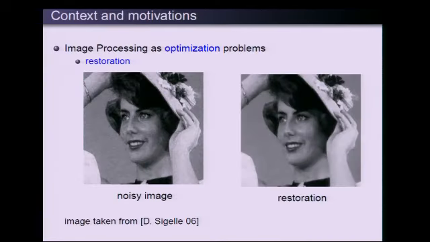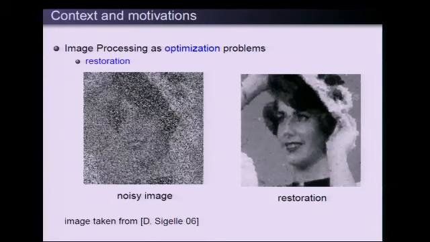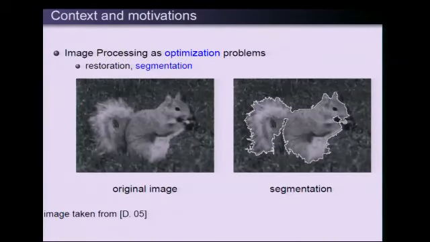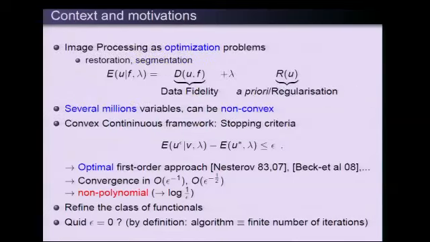So the idea of image processing is you want to process an image with a goal, for instance, removing noise, here Gaussian noise, and to reconstruct an image. Sometimes the noise is pretty terrible, such as here, impulsive noise. You might also want to do segmentation, so find the boundary of an object, so label the pixels of the image. And the idea is to formulate those problems as a minimization process.